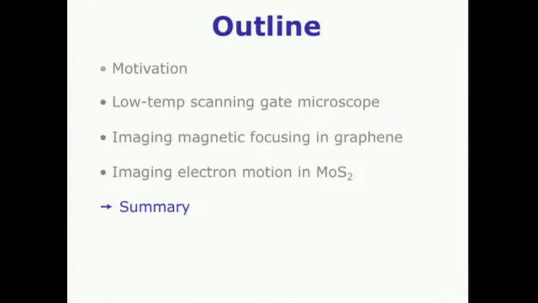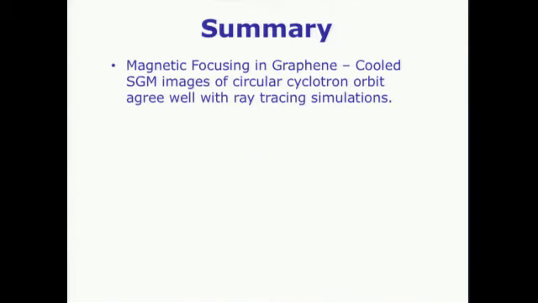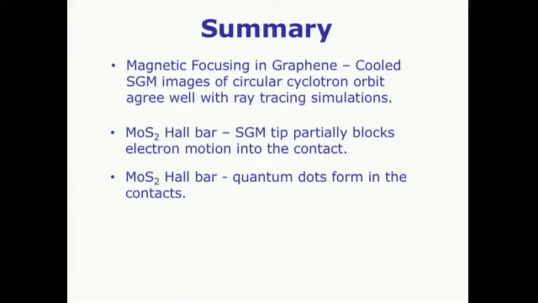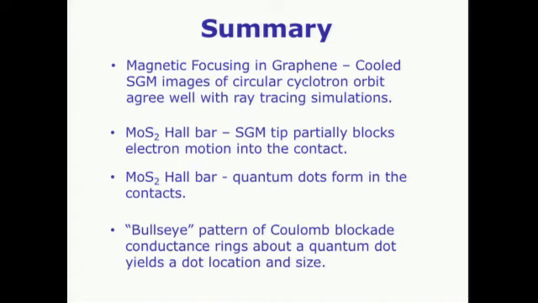So the summary of my talk is as shown here. We use the scanning gate microscope technique to image electron motion in graphene, and the ray tracing simulation agrees pretty well with the experimental result. In a MoS2 Hall bar device, we use the SGM to partially block the flow of electrons through the contact, and this pattern decays exponentially from the contact. Also, at lower densities, you see quantum dot formation at these contacts. And using the ring spacing, you can calculate the size and location of the dot.